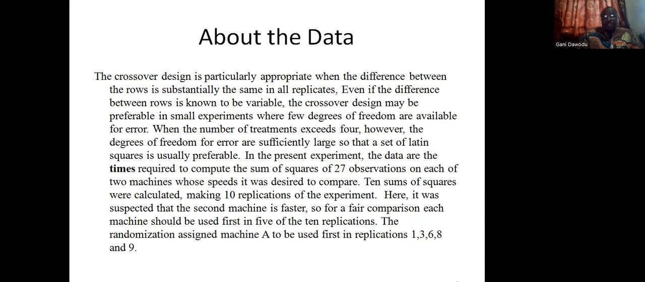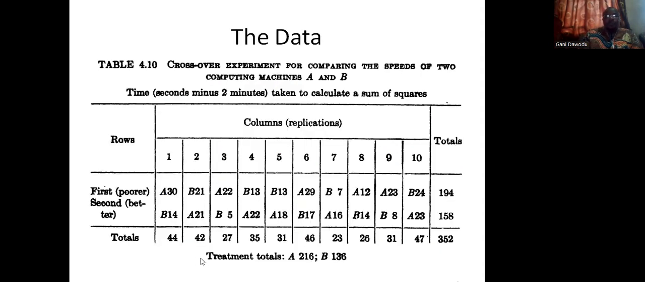After the randomization process, this was the allocation: machine A be used at the first instance, third instance, the sixth, eighth, and ninth instances. So this was the data that was obtained, comparing the speeds of computing machines.